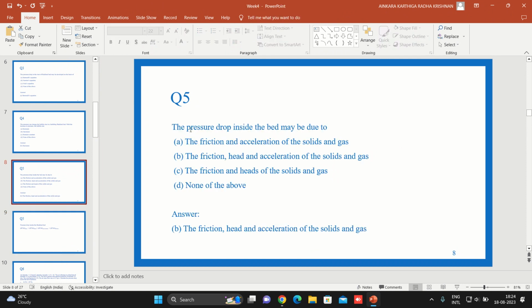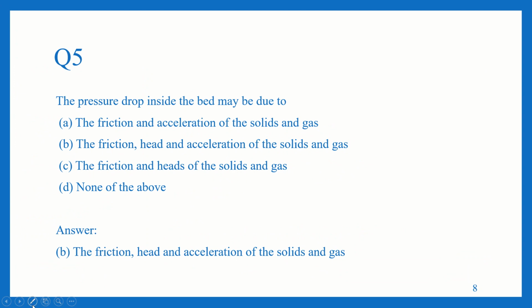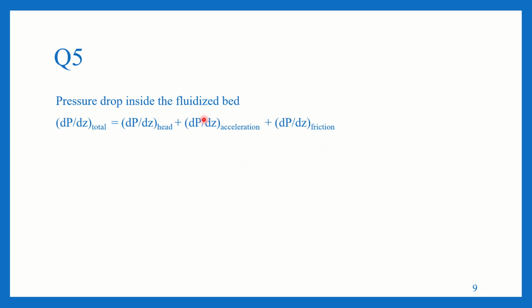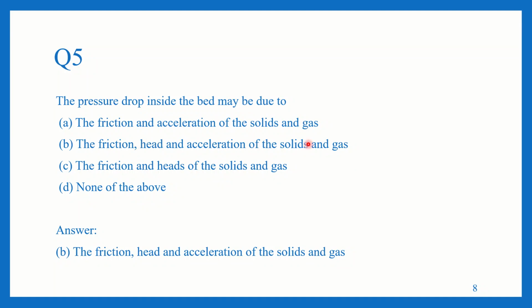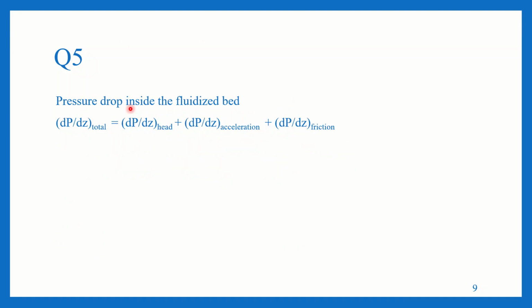So in the last question it was asked, question 5, the pressure drop inside the bed may be due to friction. It is true. Acceleration of the solids and gas, again this is true. Friction, head and acceleration of solids and gas, option B is true. Friction and heads of the solids and gas, option C is true, but it doesn't include acceleration. Similarly, option A is also right, but it doesn't include heads. So option D is none of the above. No, that is not the right answer. So the answer to question 5 is option B, because the pressure drop inside the fluidized bed is due to head, acceleration and friction. Friction, head and acceleration of the solids and gas. So this is the answer to question 5.